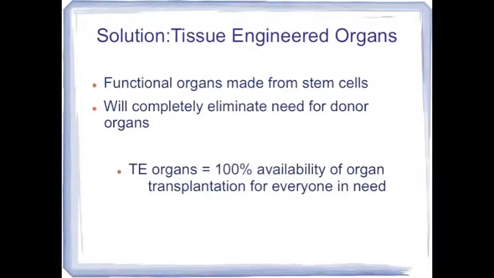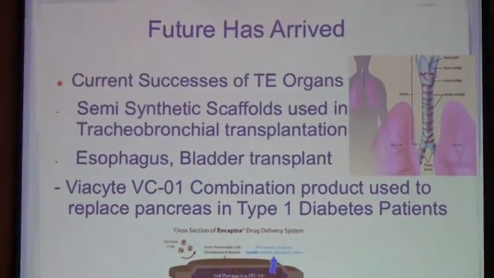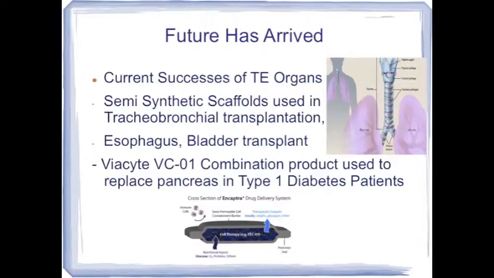Now, I wanted to highlight some successes in the tissue engineering field so far. There's been great success with simple tissues. What I have here is airways, bladders, and down there at the bottom I've highlighted the ViaCyte VC01. This effectively replaces the pancreas in type 1 diabetes patients. It consists of a synthetic encapsulation, and inside it has been seeded with cells that mimic the functionality of beta cells of the pancreas.